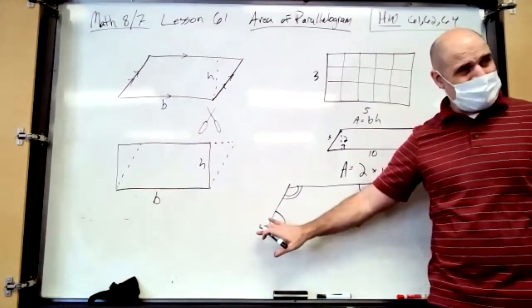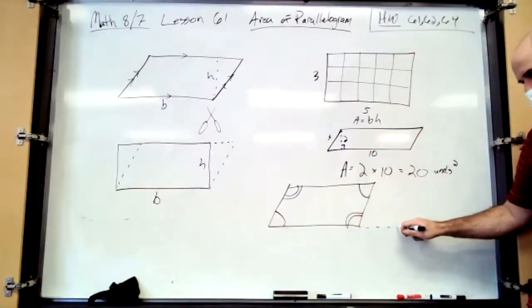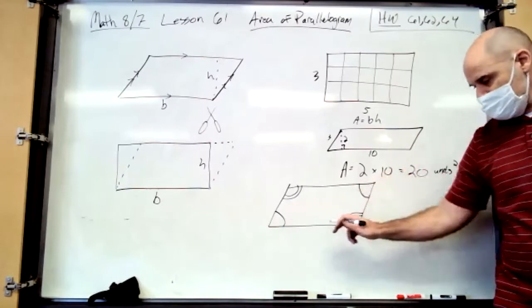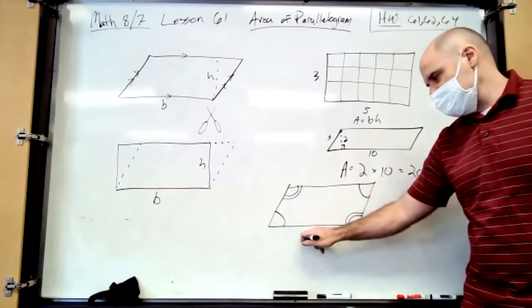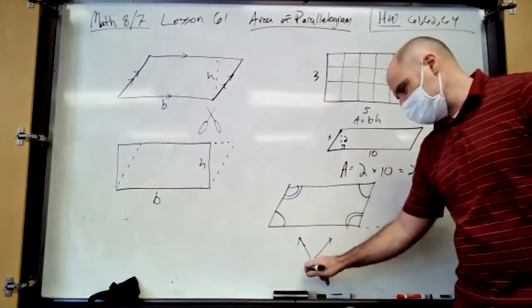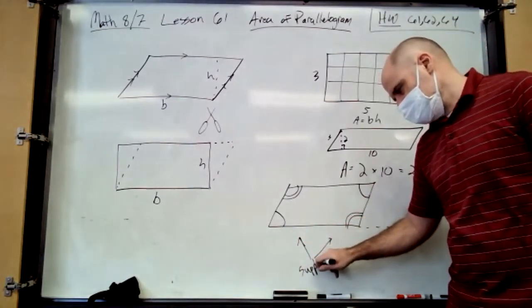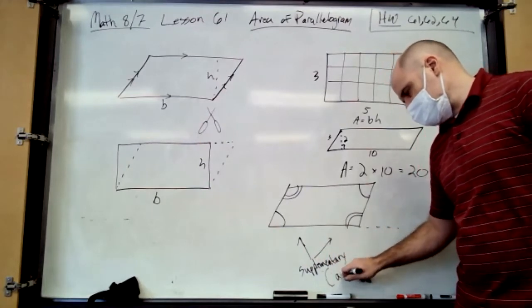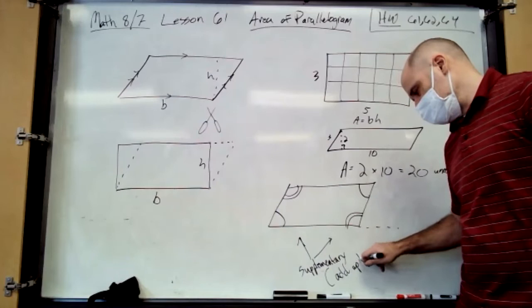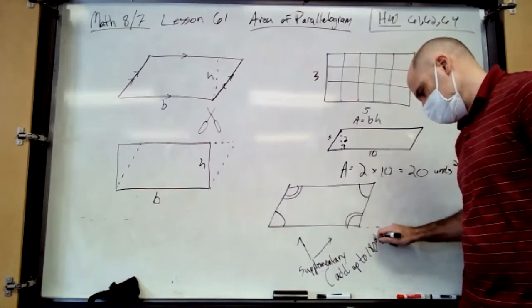So if I put this angle over here, look, this is that angle. This is that angle right there. Do you see it? Same length. So these two are supplementary angles. Remember that word, supplementary? So they add up to 180. I'm going to put that in parentheses. Add up to 180 degrees.